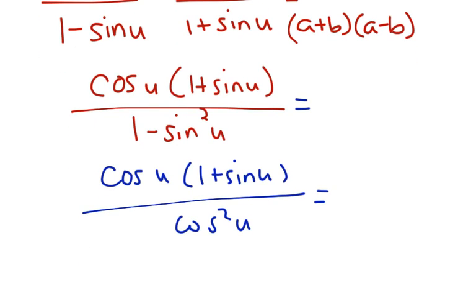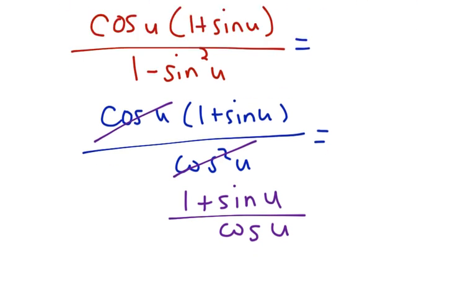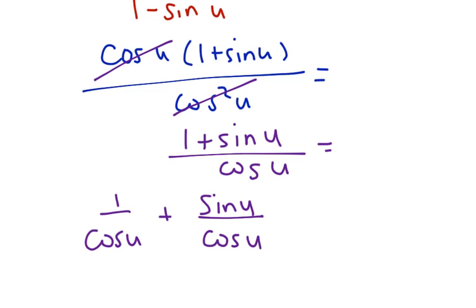Now, I'm going to do a little bit of canceling because there's a cosine here and two cosines down here, so I can make this 1 plus sine u over cosine u. And now, I'm going to actually work this backwards, where I'm going to write this as two separate fractions. We've been combining fractions. Well, now I can actually go and write this as two separate fractions.